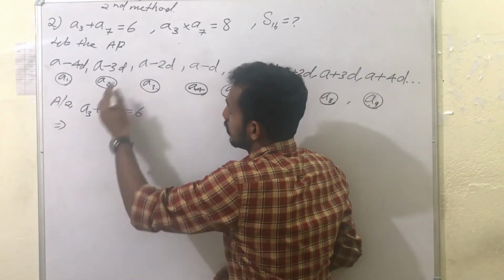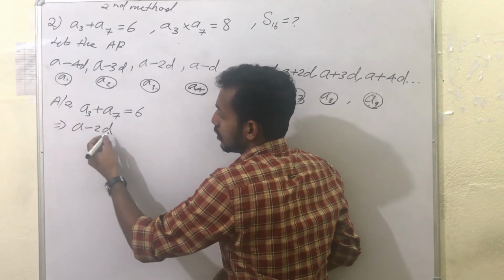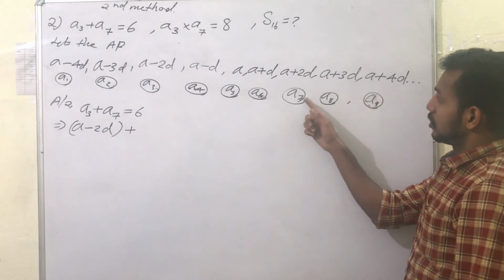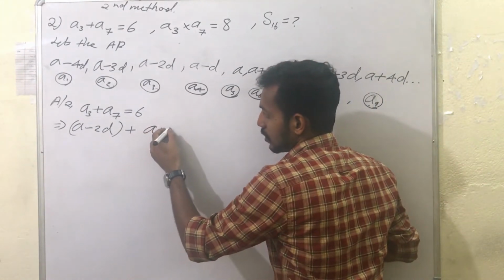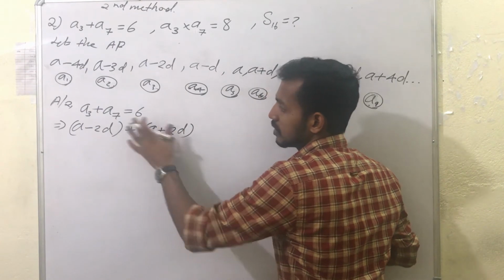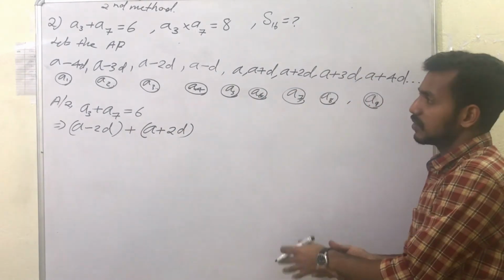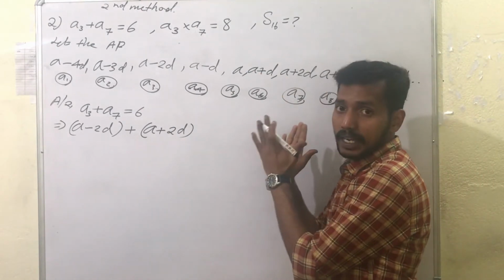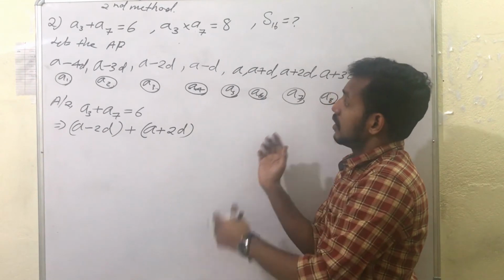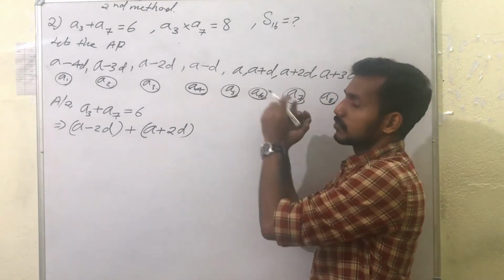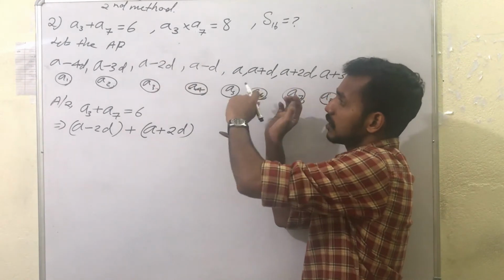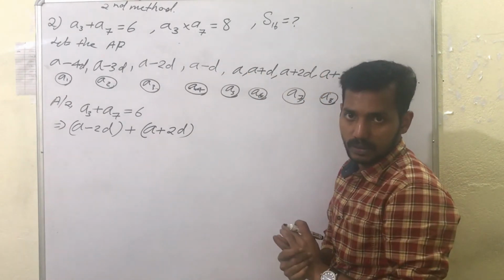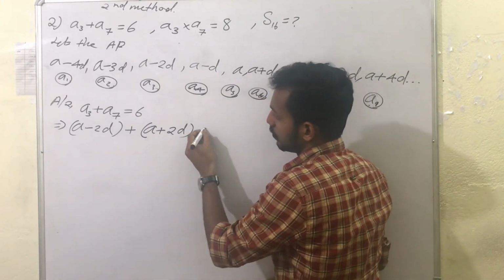Now, what is the third term? Third term is A minus 2D. Okay? Plus, what is the seventh term? Seventh term is A plus 2D. Remember, for this type of question, this method will not give a convenient way. I am just explaining how this method can be used. This method is mainly used for questions like: sum of 3 middlemost terms, or sum of 4 middlemost terms, or sum of any 4 terms like that. It is given. So then you can use this method. Okay. Then it is equal to 6.